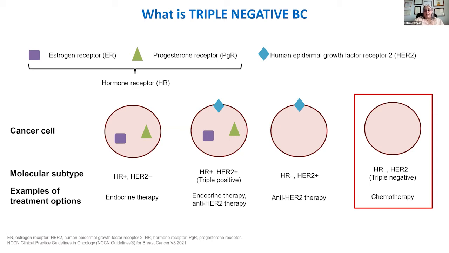Nevertheless, so far, what we consider triple negative breast cancer is the cancer that does not have the hormonal receptors, the estrogen and the progesterone receptor, and also does not have the HER2 receptor. So because they don't have these three receptors, we call it triple negative breast cancer, okay? So far, it has been defined by the absence of biomarkers instead of by the presence of biomarkers.